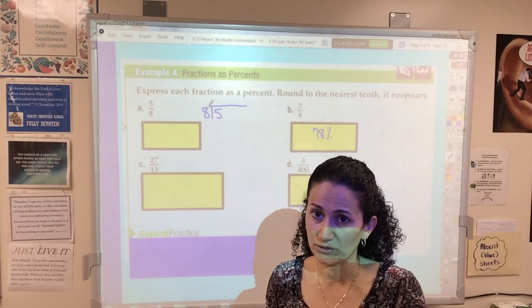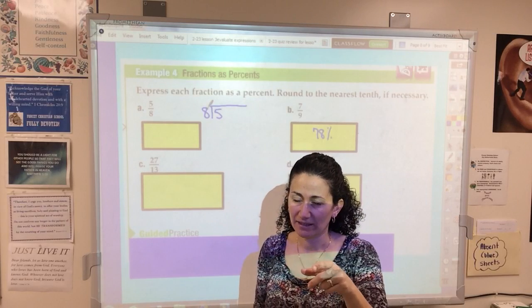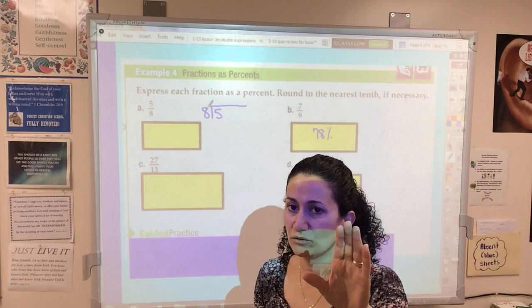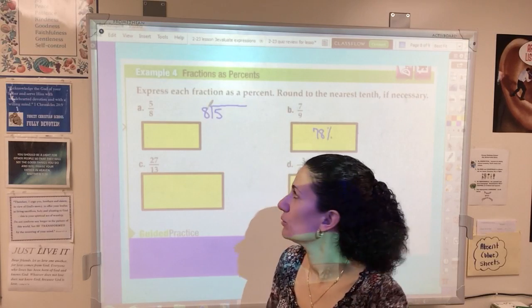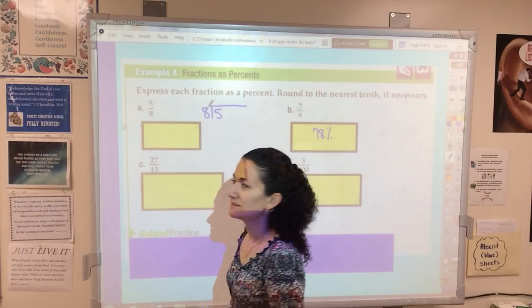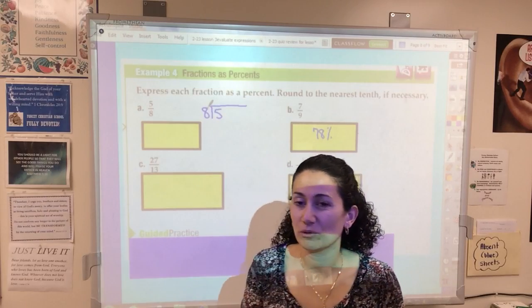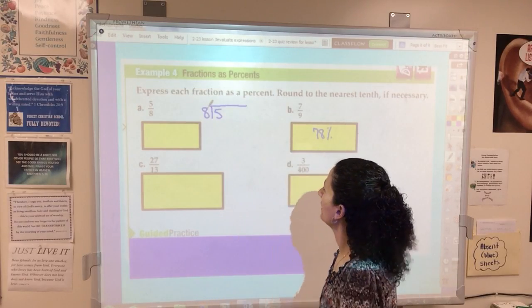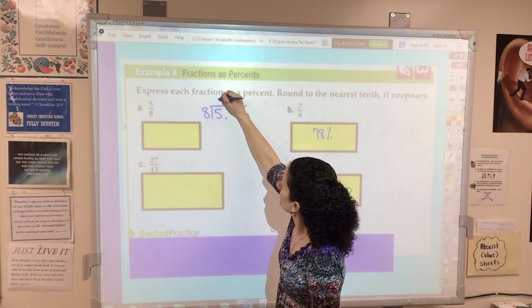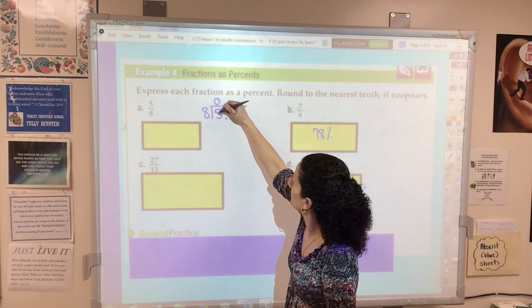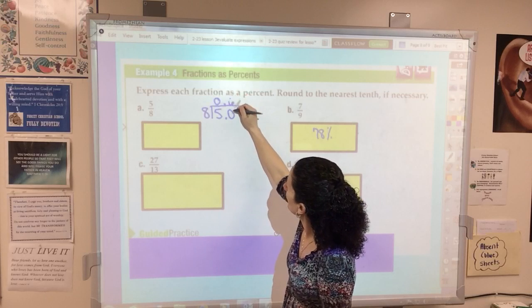1/8 is 0.125. If you can memorize that, then all you have to do is 0.125 times whatever the numerator is. So I could do 0.125 multiplied by 5. But I'm going to go ahead and divide this for now. 8 doesn't go into 5. 8 goes into 50 6 times.